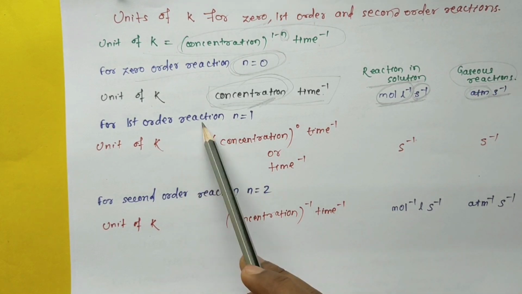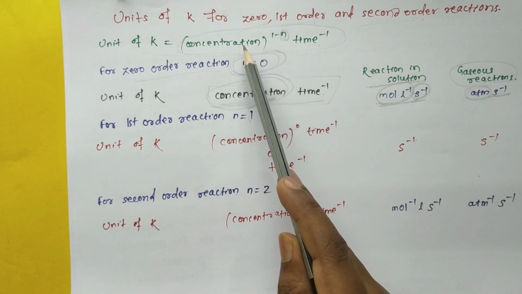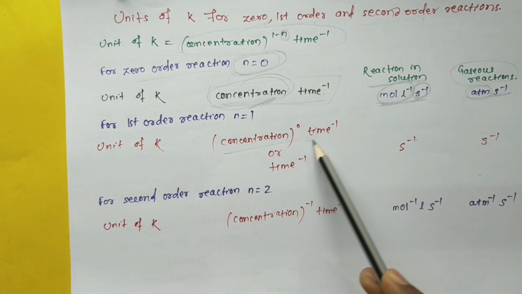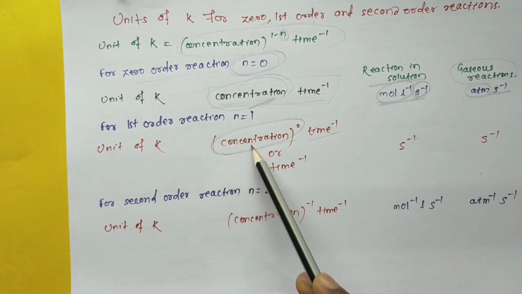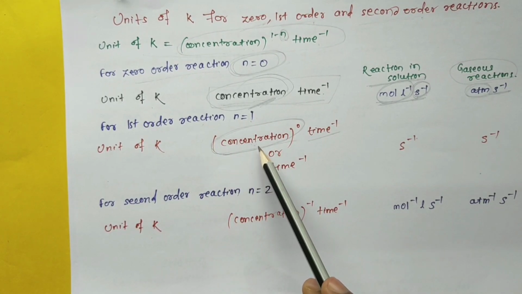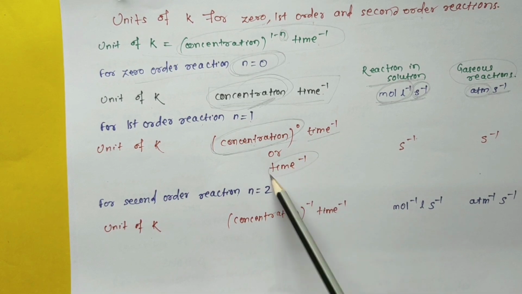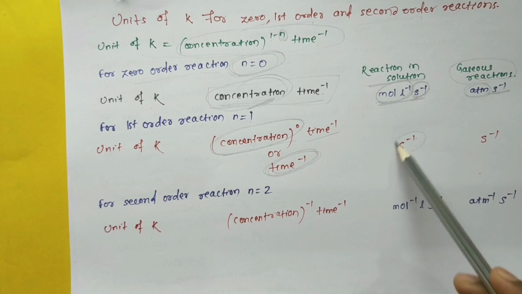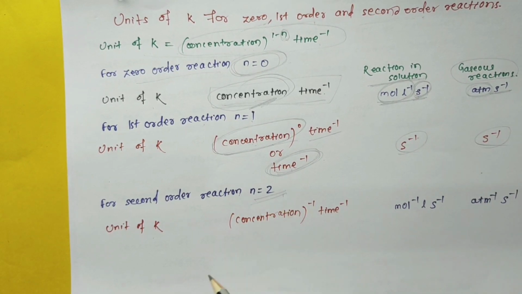For a first order reaction, N is equal to 1, then we put the value N equal to 1 here, then concentration to the power 1 minus 1 is equal to what? 0. So concentration to the power 0, time inverse. That means it is independent of the concentration term. The unit of rate constant is independent of the concentration of reactants. So the unit will be time inverse, means second inverse. Clear?